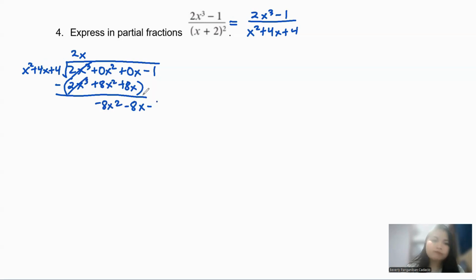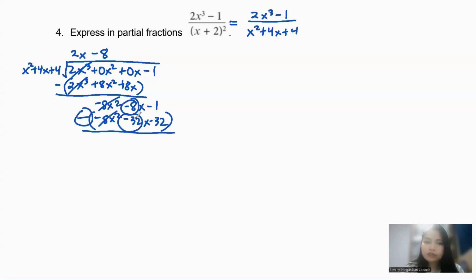Bring down the negative 1. Okay, negative 8x squared divided by this, you will have negative 8. Negative 8 multiplied by that, you will have negative 8x squared. You will have negative 32x, and you will have negative 32 here. Okay. Again, you're going to subtract everything. That's why it will be canceled. But this one will be negative 8 minus negative 32. So the answer there will be positive 24x. And this one is negative 1 minus negative 32. So that will be positive 31. That's the remainder. Now, how can you write that?